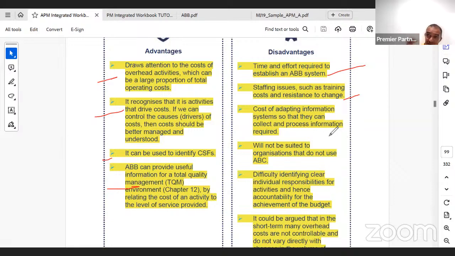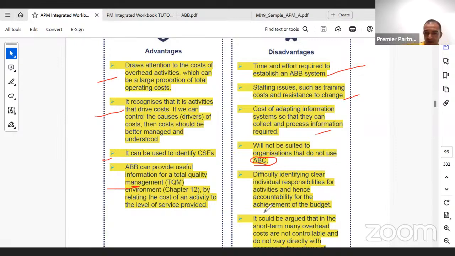Now, all these activities, while it's happening, you should have systems everywhere, right? Will not be suited to organizations that don't use ABC. That's the basic, fundamental. If you don't have ABC, you don't have activity details. Then you can't use what? ABB.